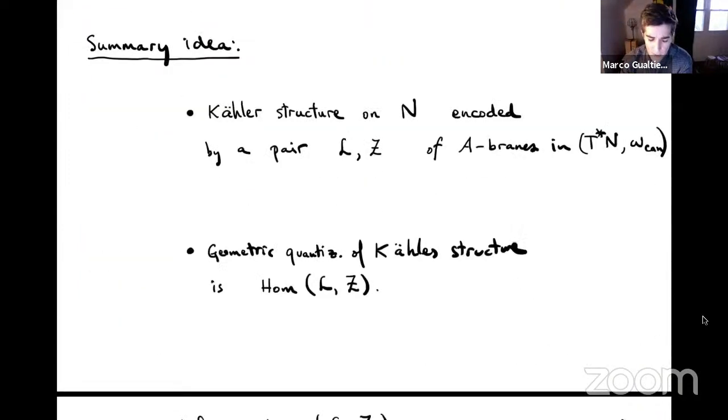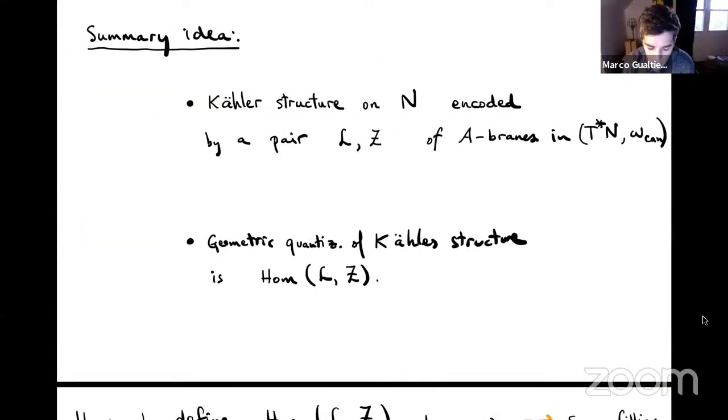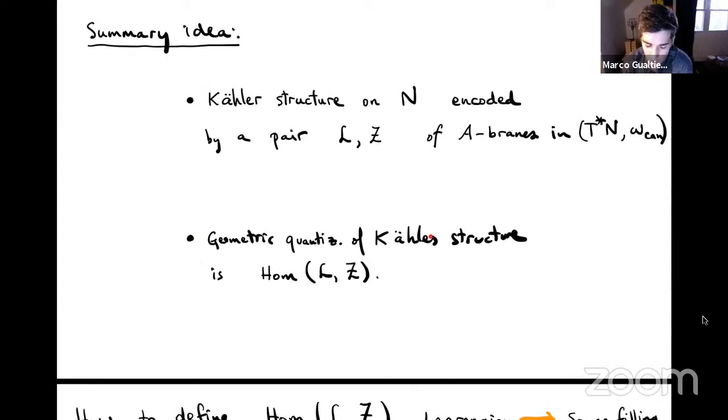So just summarizing the idea, the Kahler structure on N is encoded by a pair of branes inside the cotangent bundle of N, one of them being Lagrangian and the other being coisotropic. And the geometric quantization of the Kahler structure on N is encoded by the Hom space between these two branes. Okay.